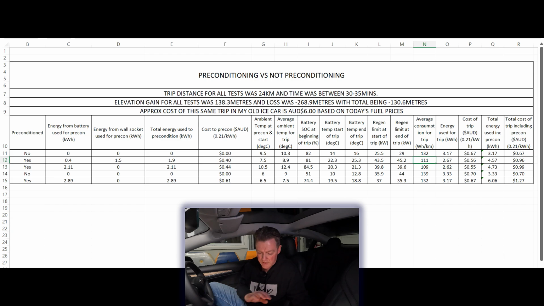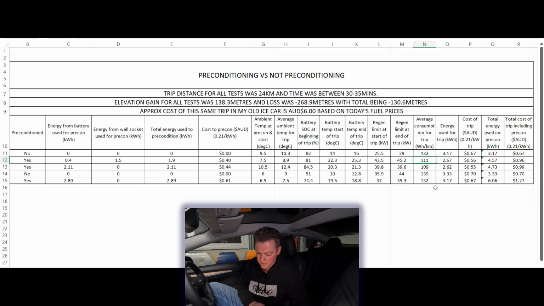This is purely just a daily commute. I wanted to show you the difference with preconditioning or not. Over a longer trip, if you precondition or not, you will use more energy initially, but then I think over, say, a 500 kilometer trip, that efficiency figure is going to balance out a bit.